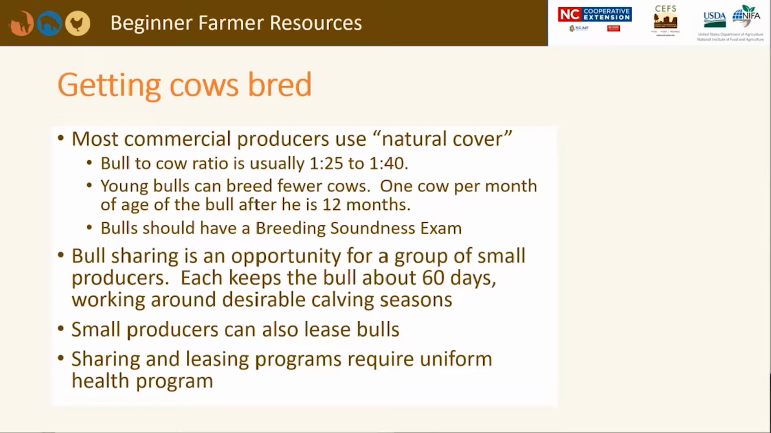So a bull is not ready to breed until he's 12 months old, and then could only breed 12 cows at that age. When he's 24 months old, 2 years, he could breed 24 cows, and then that would top out at about 40 cows, a little over 3 years of age. Bulls should always have a breeding soundness exam before being put with cows, and we'll talk about that in more detail. Small producers and beginning producers especially find that managing the bull becomes a problem for them, because it's very common for these producers to only have one bull, and then having that bull stand around for most of the year by himself oftentimes causes problems.